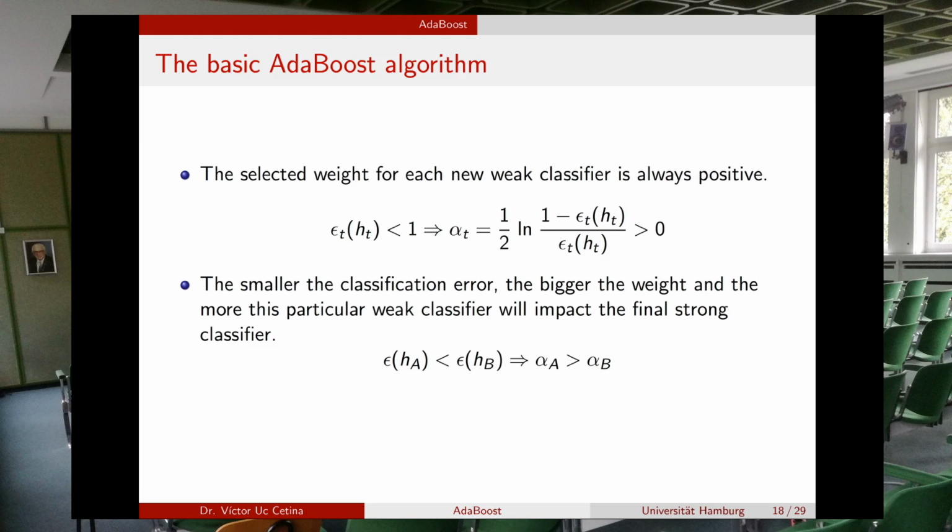And also, as I have mentioned before, given two weak classifiers A and B, if the error of A is smaller than the error of B, that means that the alpha of A is going to be larger than the alpha of B. So given two weak classifiers, we are going to trust more the classifier with the smallest error, which in this case is the weak classifier A.